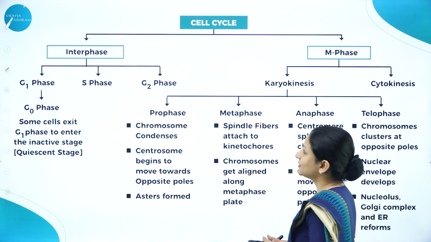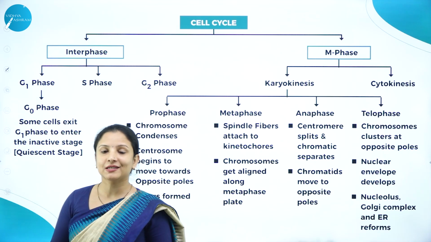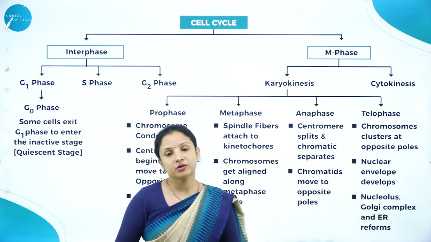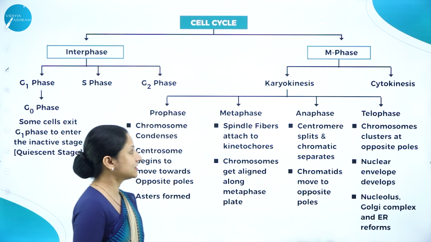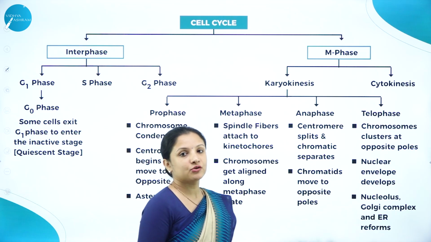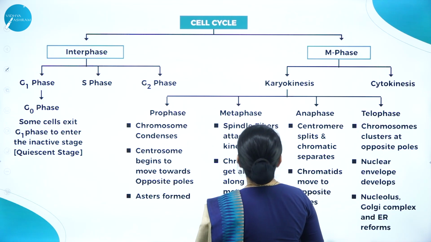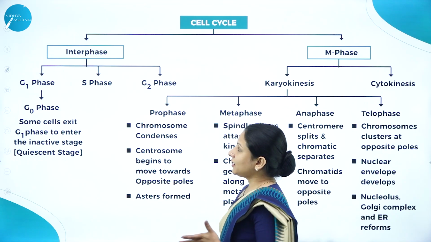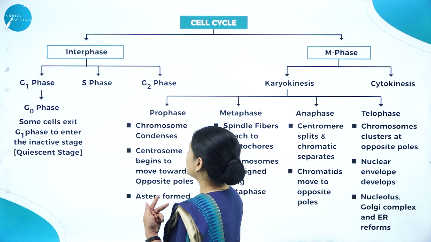So talking about the cell cycle. In this chapter, we need to study the cell cycle, wherein we need to study the mitotic stages and the meiotic stages. In the cell cycle, there are 2 important phases that occur. One is the interphase and the other one is the M phase. Interphase is divided into G1 phase, S phase and G2 phase.